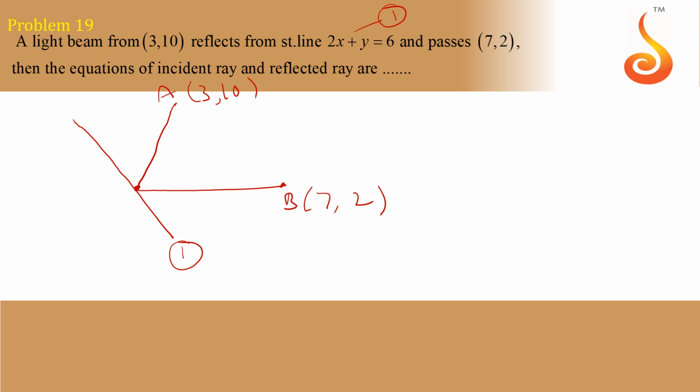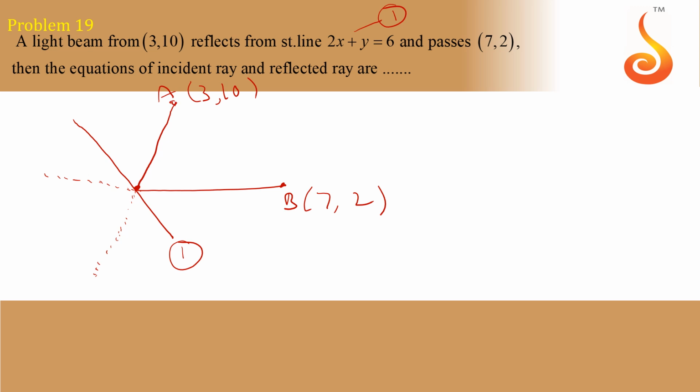Actually the incident ray is this. Assume that it goes like this and it goes like this. If I can calculate one more point on that incident ray and reflected ray, I can find their equations. Very simple.